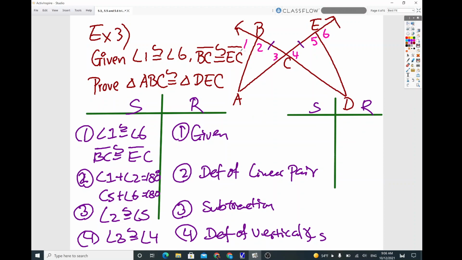So therefore, since we do know that those two angles are congruent, the vertical angles are congruent, so this triangle can be proved by using angle side angle. So therefore, triangle ABC is congruent to triangle DEC. And the reason for that is angle side angle postulate.